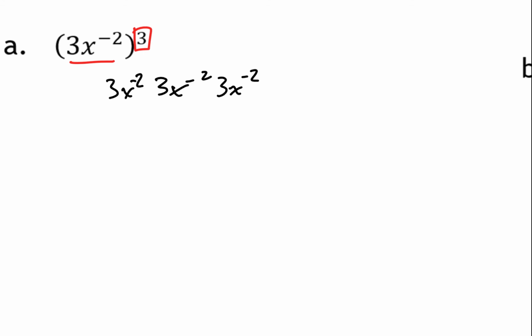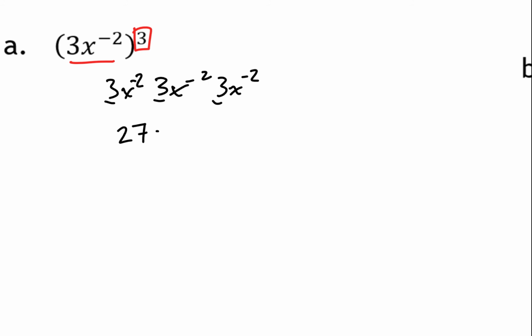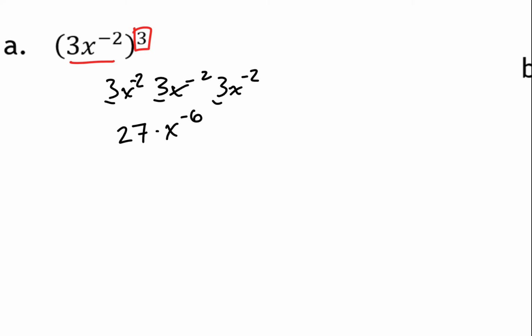So if I look at this, I've got 1, 2, 3 factors of 3. It's all multiplication. 3 times 3 is 9, times 3 is 27. So there's a 27 here. And I also have x to the negative second, x to the negative second, x to the negative second, which is x to the negative sixth power.